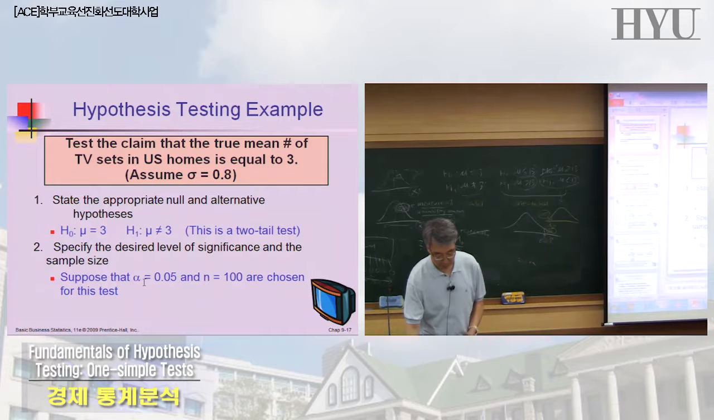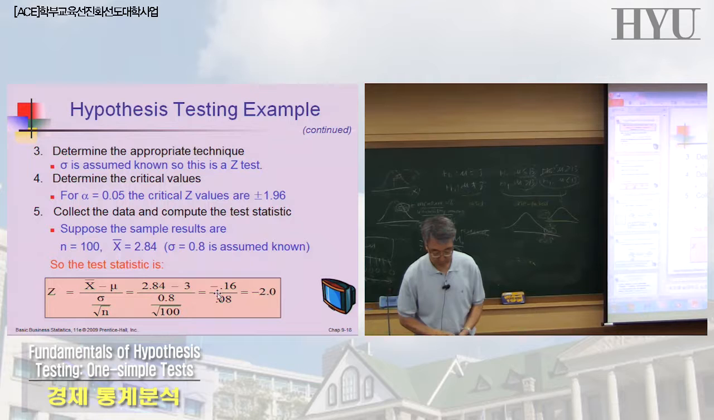And you have to decide the alpha level. Suppose you decided alpha to be 0.05, which means you want 95% confidence in your conclusion, and you decide to choose a sample of 100 observations. Then, because sigma is known, we're going to use a z-test. The sample mean came out to be 2.84. When you convert that into a test statistic, you come up with negative 2.0. That means the distance between x bar and mu is 2 times the standard error.